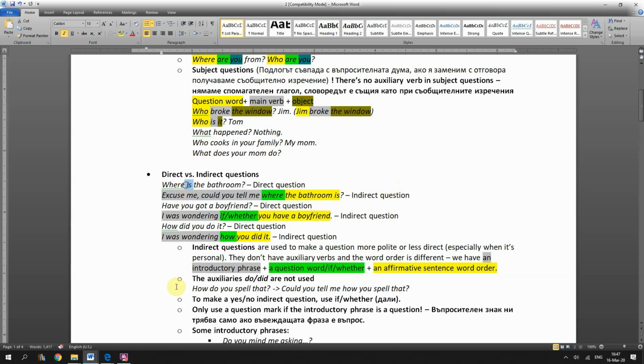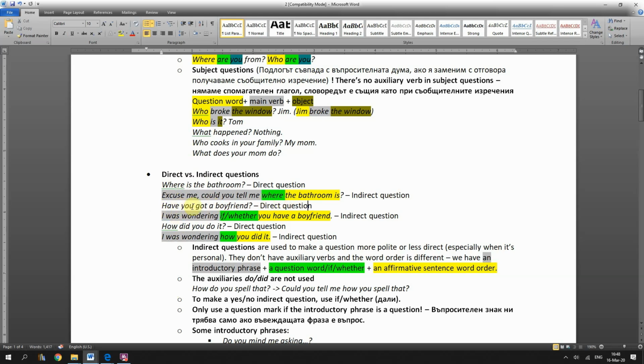This is the case with be. That's the only verb here. Let's say I have a question with an auxiliary verb. Have you got a boyfriend? The direct question. Now, this is also a yes or no question.